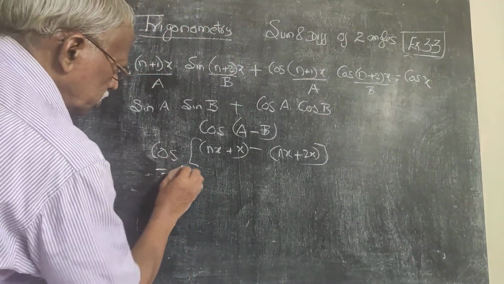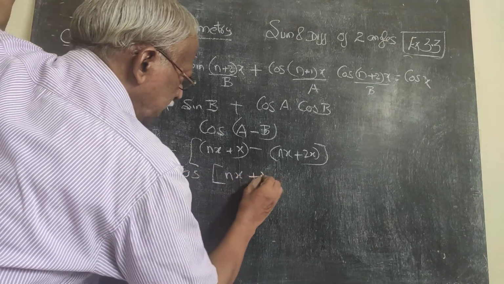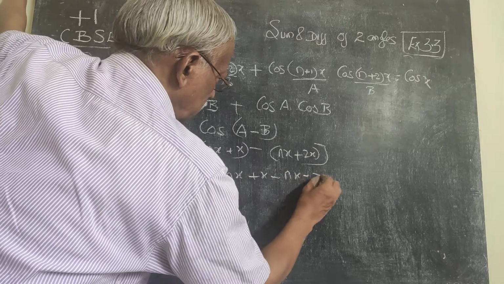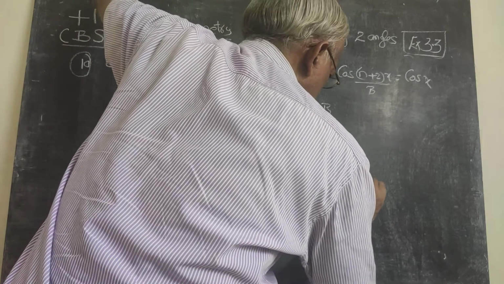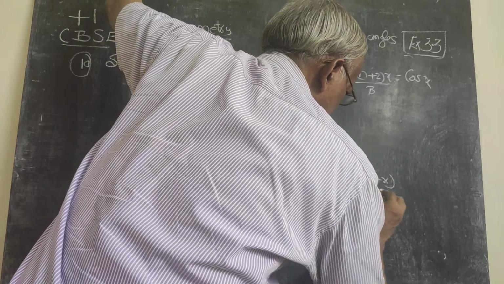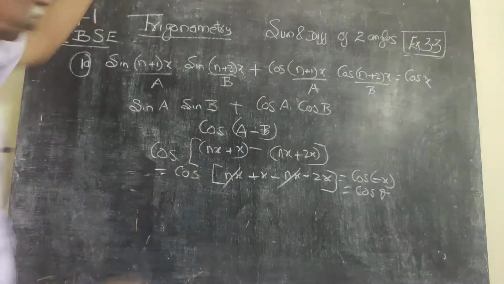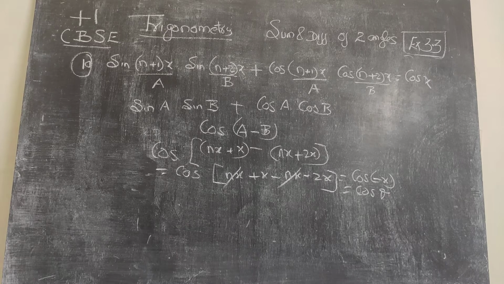The result is now cos(nx + x − nx − 2x). nx gets cancelled. You have cos(−x), and we know cos(−θ) can be written as cos θ. So proved. It must strike you that this is of the form sin A sin B plus cos A cos B, and fit it to the formula. We know cos(A − B) equals that. That comes to an end. The problem becomes very easy now. Now I will go for the 11th question.